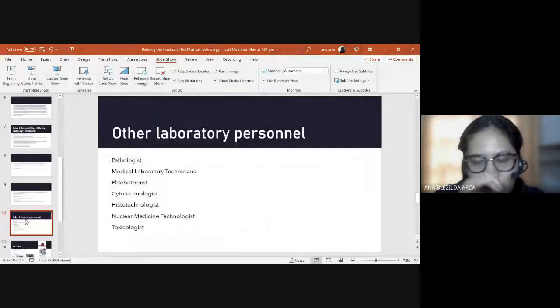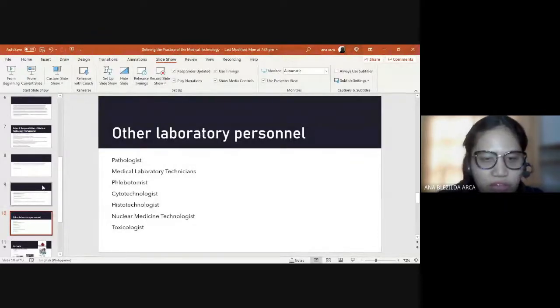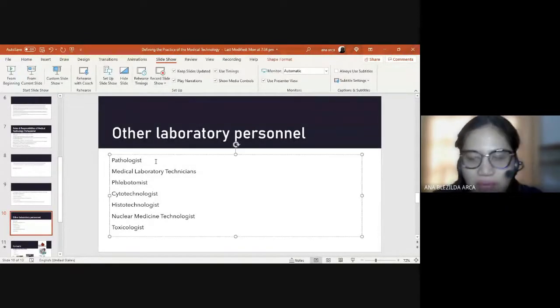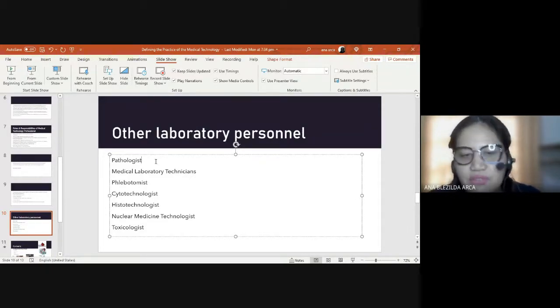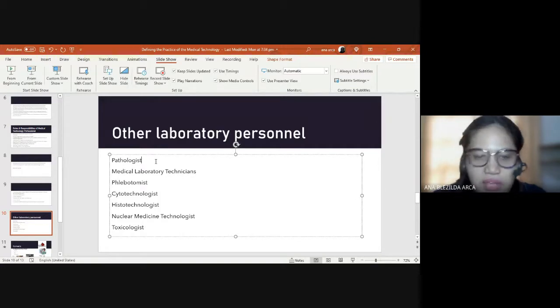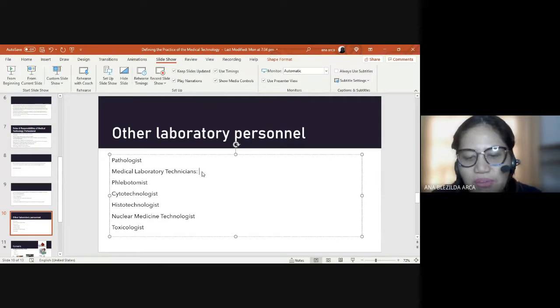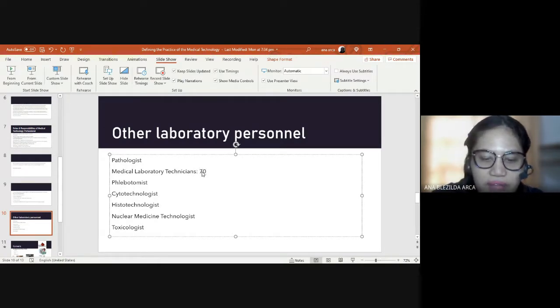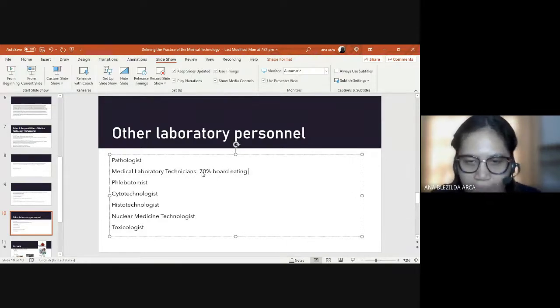So other laboratory personnel in the lab, so you have the pathologist, and discuss ko na kayo, di ba? Pathologist is the head of the laboratory. He is a pathologist certified by the Philippine Society of Pathology. Now, you also have the medical laboratory technician. Sino ba itong mga to? Ito yung mga nakakuha ng 70% board rating sa board exam. Okay? Board rating, sorry. Okay?